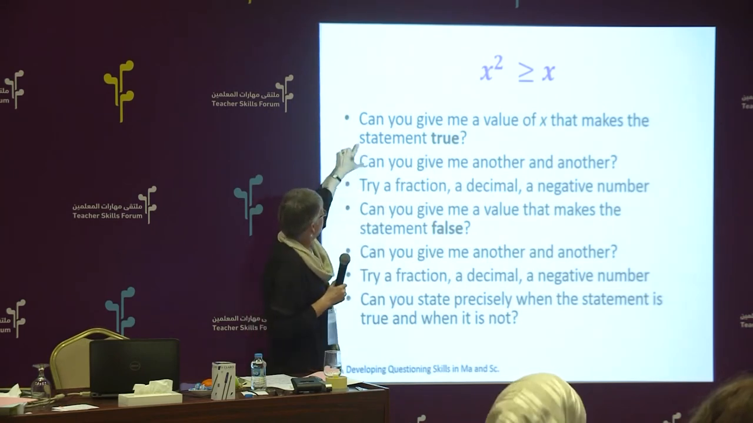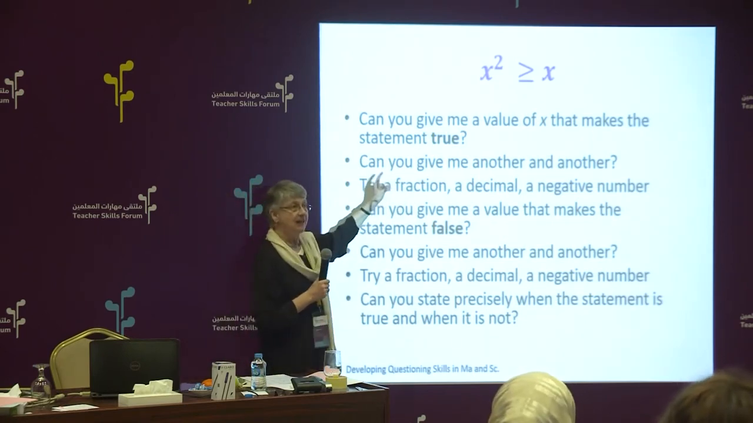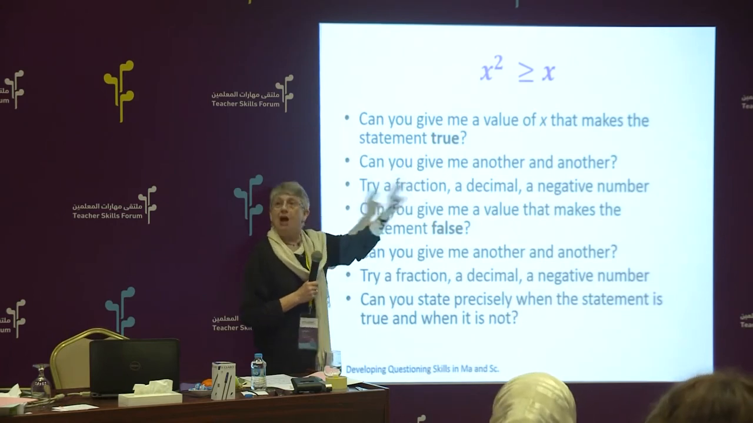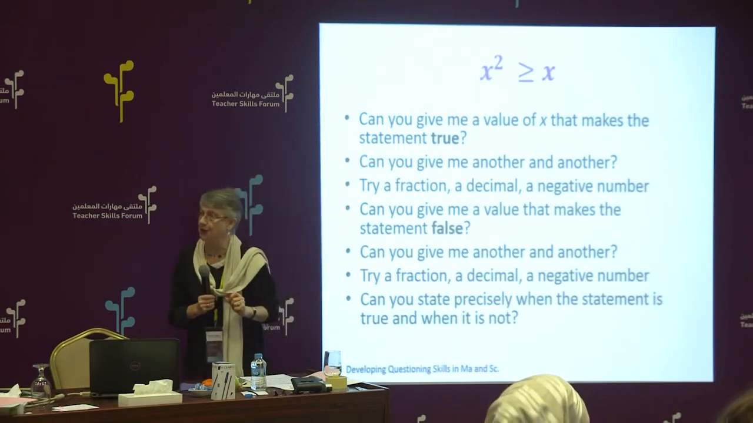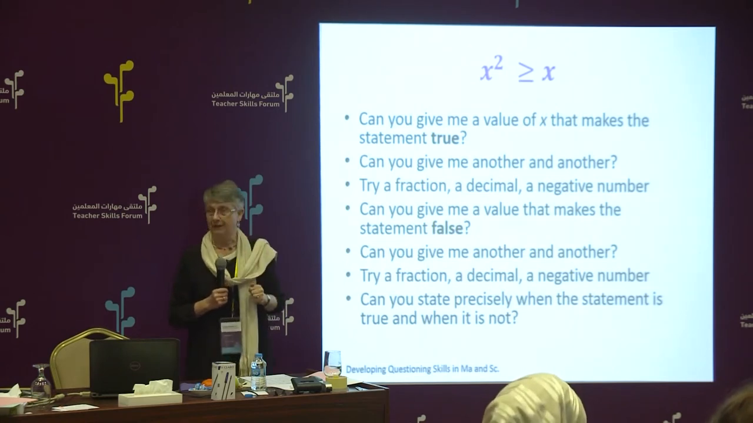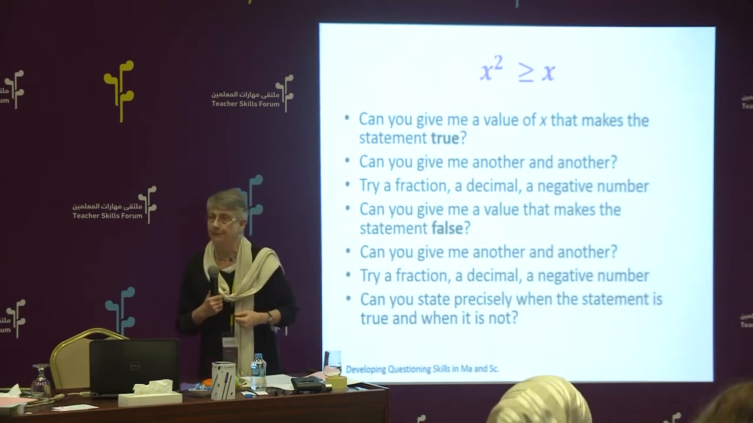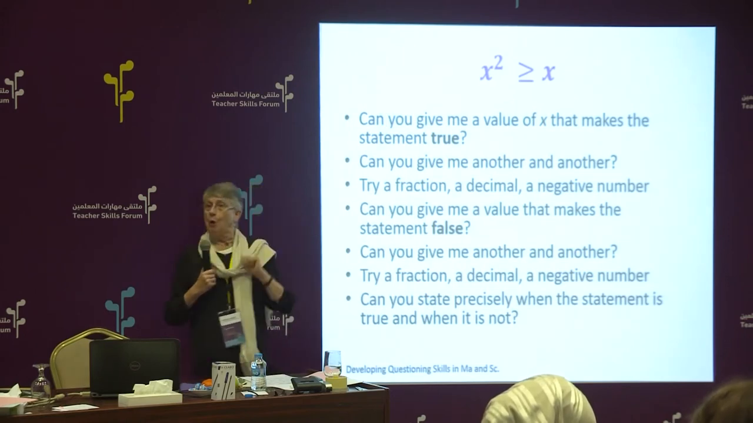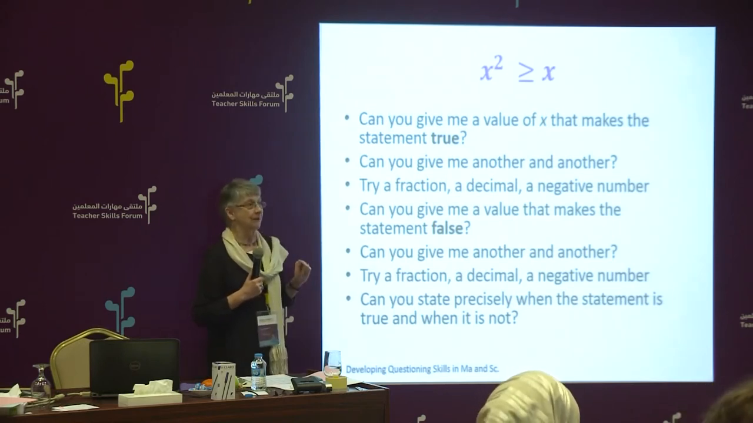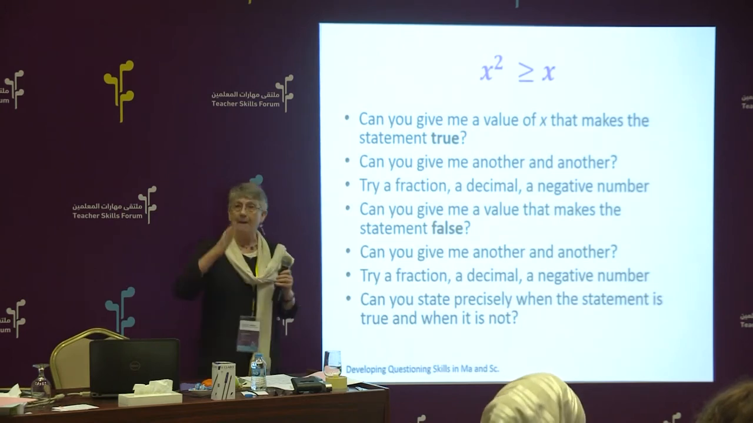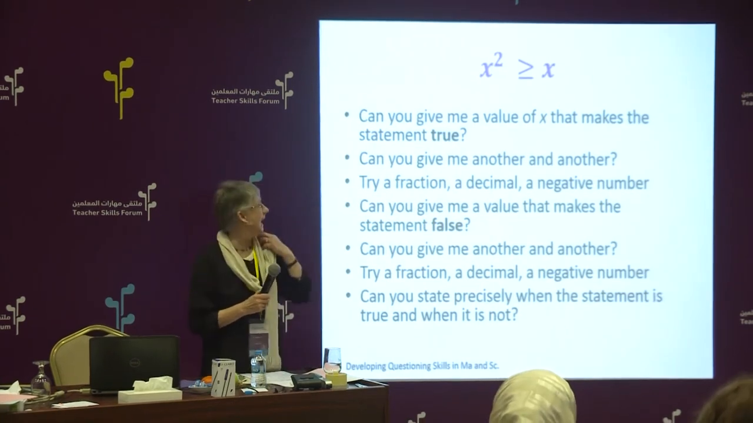Okay, right. Then you've gone into fractions and negative numbers, but if my learner hasn't, I will then say, try a fraction, try a decimal. But you're only looking for ones that make it true. Now that becomes a bit more challenging with some of your learners. Can they find a fraction that makes it true? Can they find a decimal number that makes it true? Can they find a negative number that makes it true? Okay? Now, I'm beginning to think it always works. So then I say, can you give me a value that makes the statement false? That table there, you've got a value that makes it false? 1 over 2. Okay? Why?